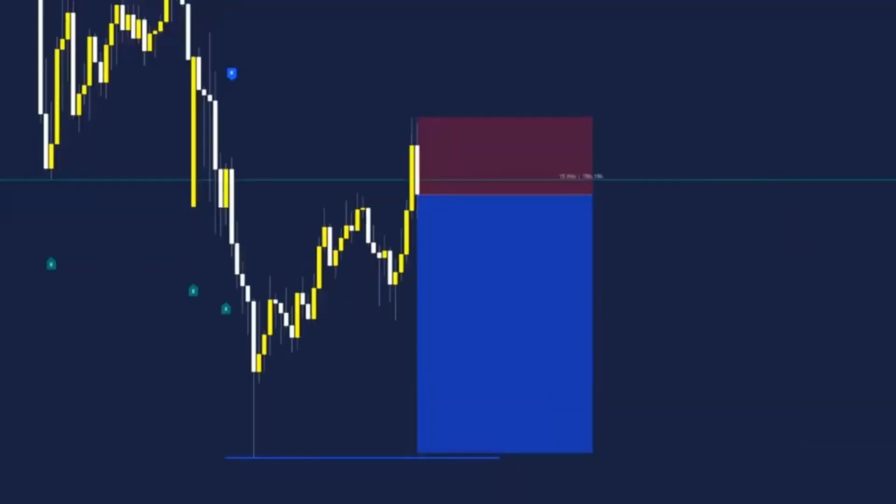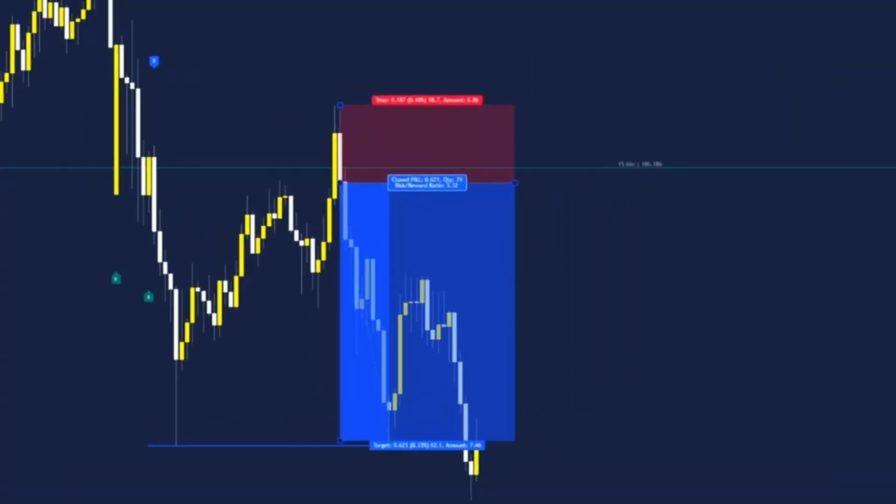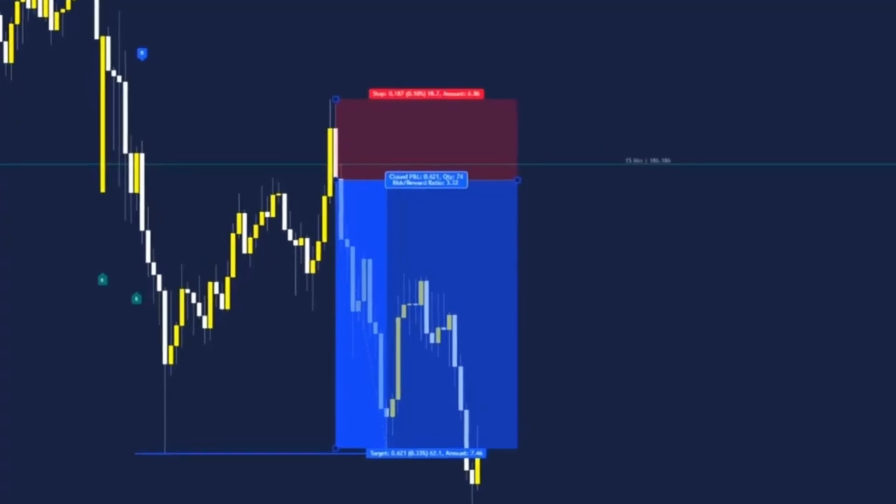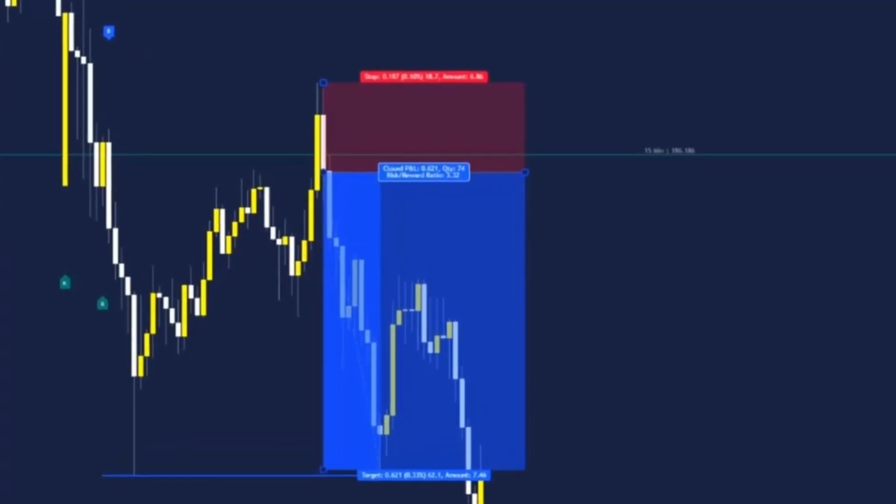And let's see what happens. And there we go, a 3.32 result. Price has hit our take profit, and we can confirm that that is a successful trade.